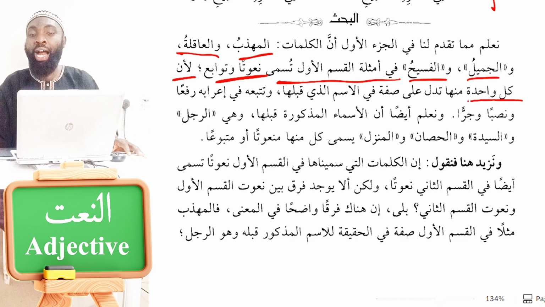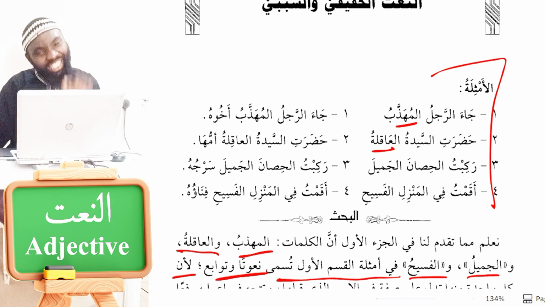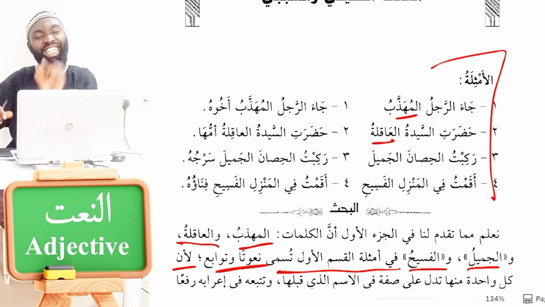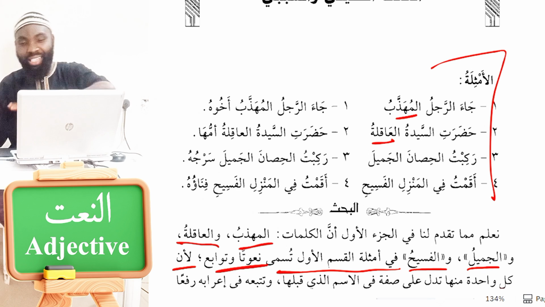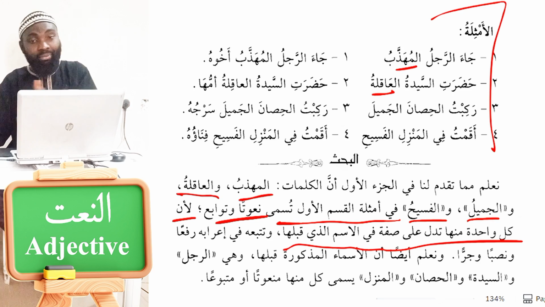لأن كل واحدة منها تدل على صفة في الاسم الذي قبلها. Why do we call them adjectives? This is because each of them is giving us a quality which is found in the noun that comes before it. That's very easy. Al-muhadhabu is telling us the quality of well-culturedness in the man.